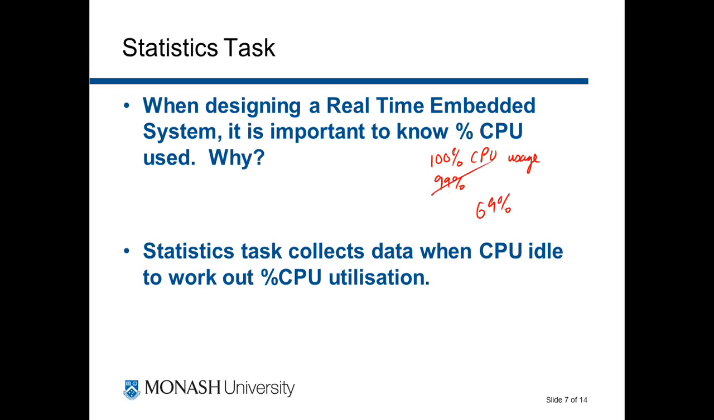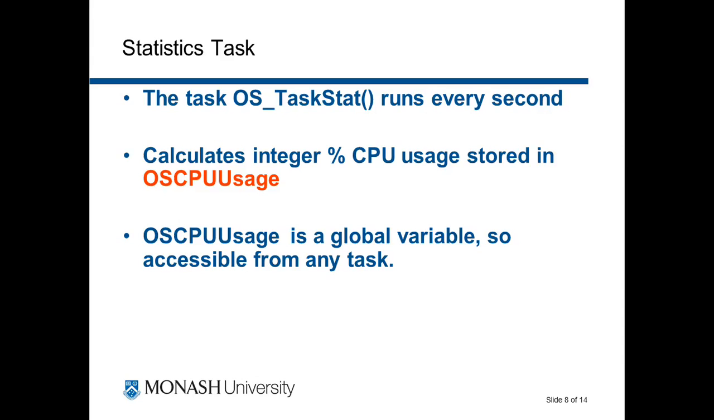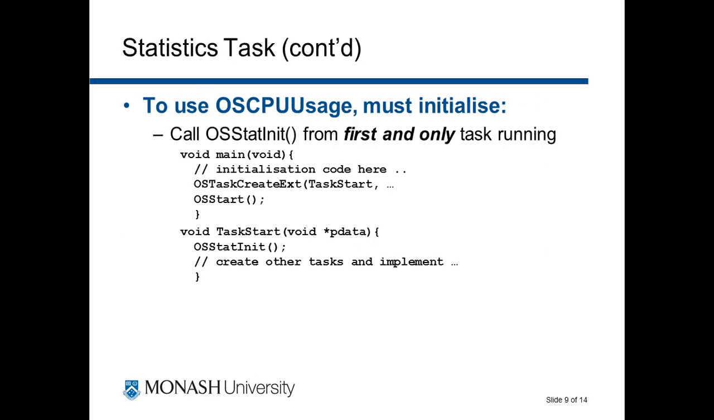So the statistics task collects the data when it tries to work out how much of our percent is idle. So what does it do? It runs once every second and updates our usage counter, which is another global variable, OS CPU usage. Now you can access it from any task, because some other task might want to say, if I've got this much usage, then I can run, or print it out to the screen, or print it out to your 7-segment displays, if you would.